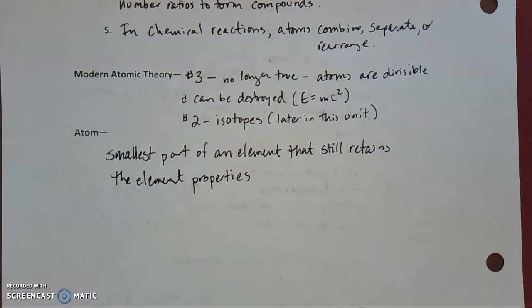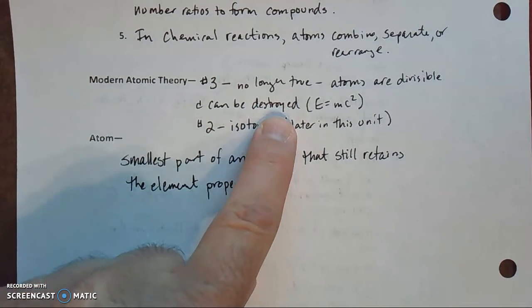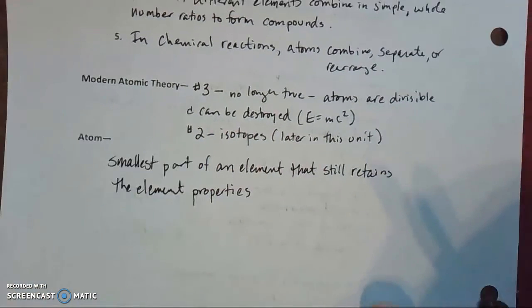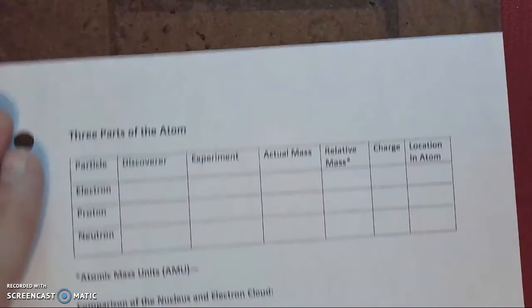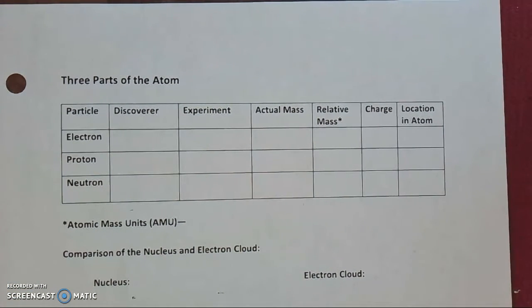So in our modern atomic theory, we said that atoms are divisible and can be destroyed. So that means that there are things that make up the atom. And that's what we're going to look at next. So on the next page, we can see that we have three parts of the atom: the electron, the proton, and the neutron. And what we're going to do is go through and look at who discovered these parts, how they did it, and a little bit of information about each particle. There are going to be several YouTube videos that I would like you to watch that are in the Schoology folder that pertain to these experiments.